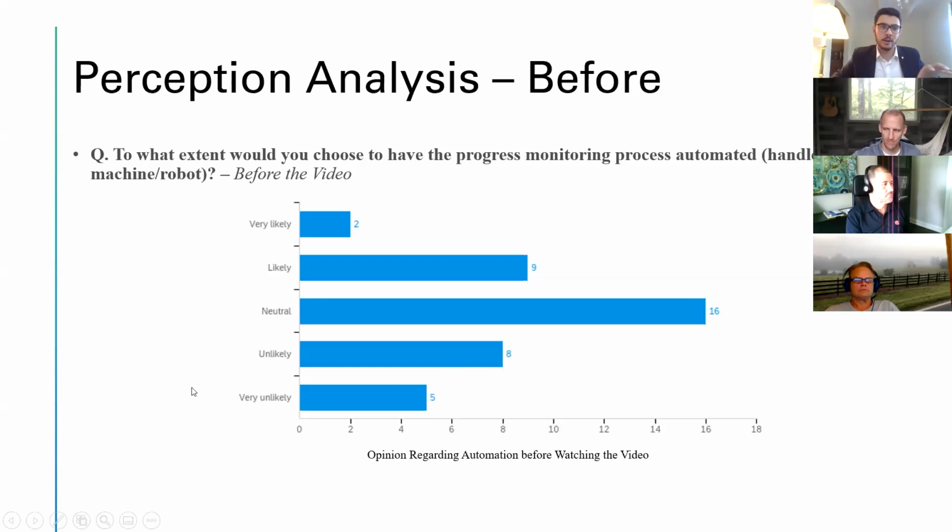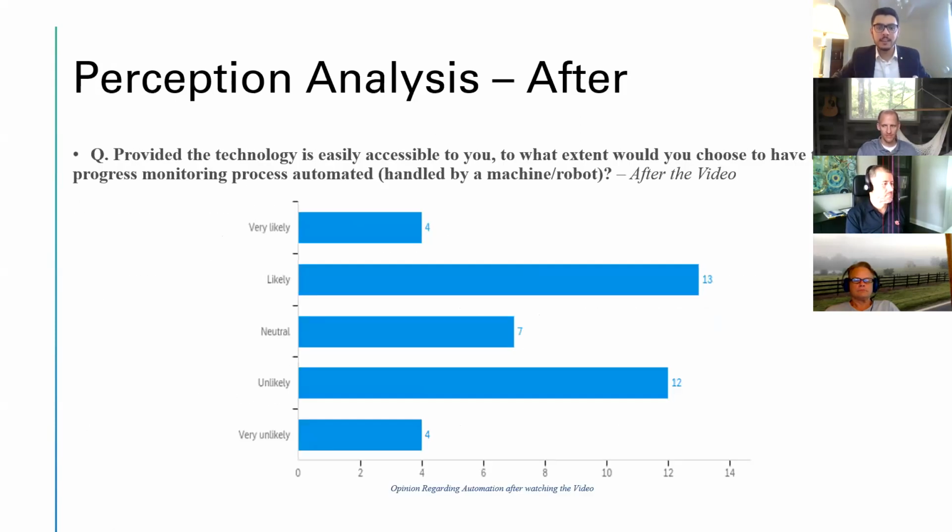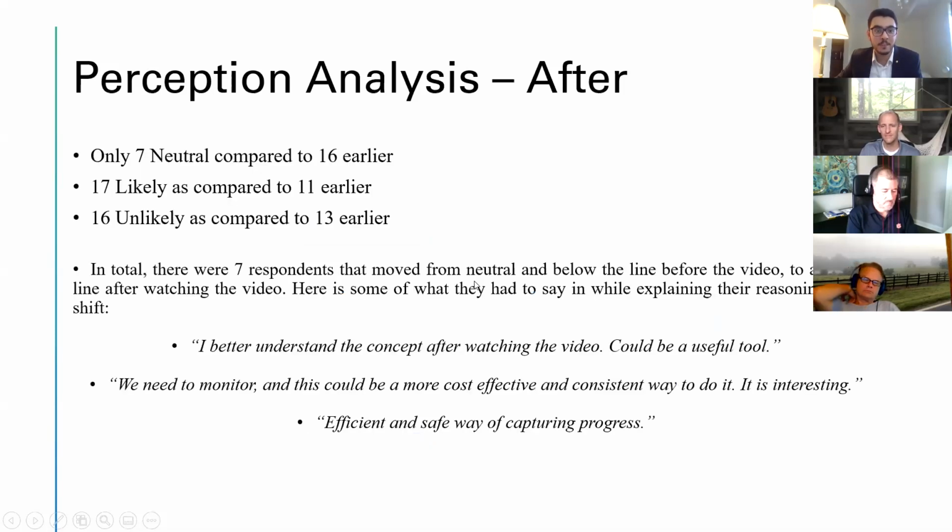So this is before watching the video. This is what happened after watching the video. From the normal distribution, we moved to more of a double peak distribution. As you can see, before we had this neutral part, these neutral people that were the most, and now we can see that these neutral people have shifted. They've made up their mind about whether or not they like this concept.